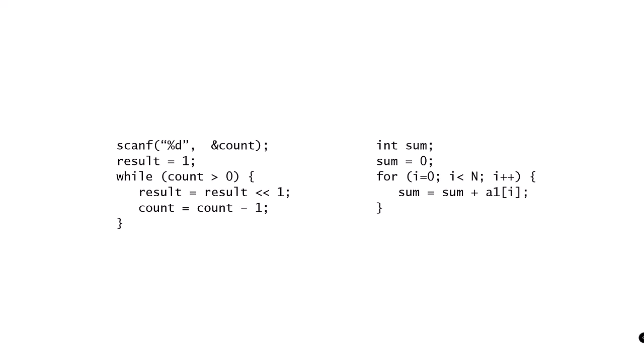Iteration is a powerful tool in programs. This while statement provides one type of iteration. It tests a condition whether count is greater than 0. When count is no longer greater than 0, it stops iterating. This for loop provides a more structured form of iteration. Here it is incrementing through values from I equals 0 through I equals n minus 1. You'll notice the condition is I less than n. The body of this for loop adds together the values of an array in order to create the sum of all those values.